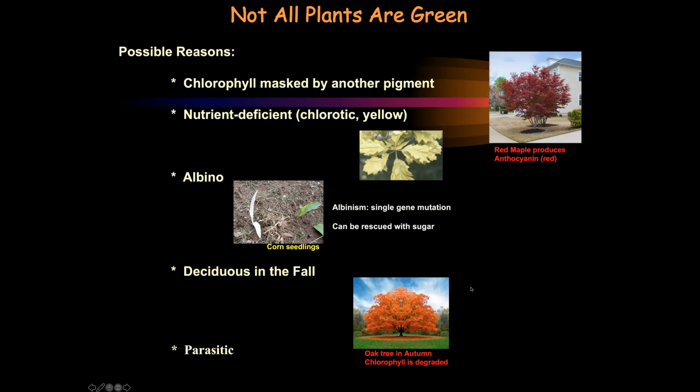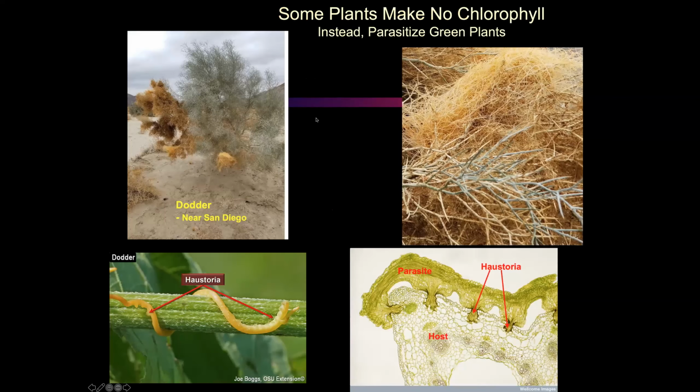Another reason a plant might not be green is that it's deciduous and the season is the fall, and chlorophyll is degraded, replaced with other pigments which fall off to be regenerated again in the spring. So these are a number of reasons why a plant that you see might not be green. But another very interesting reason is that the plant you're looking at is parasitic. Some plants make no chlorophyll at all. Instead, they make their living by parasitizing green plants, which do have chlorophyll.